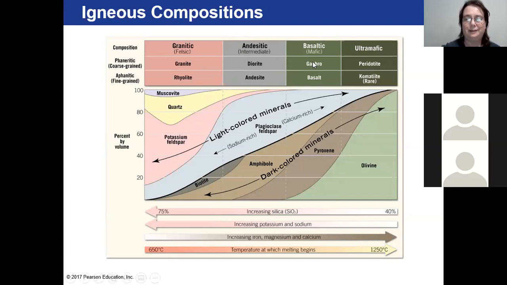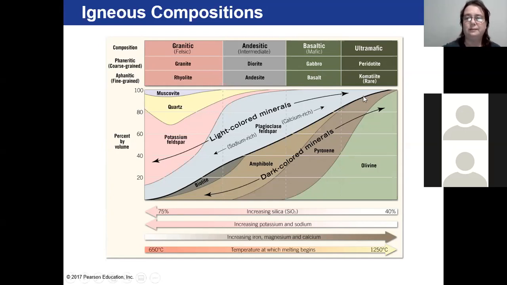Then you can have a composition that's called basaltic or mafic. These are going to be mostly dark colored minerals. The rock's going to be dark green or dark black. Okay, you won't really see any light colored minerals in there. And this is basalt, Hawaii. Right, Hawaii has black rock, black sand beaches. It's all basalt.